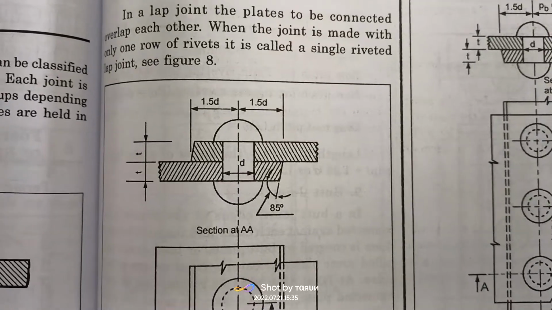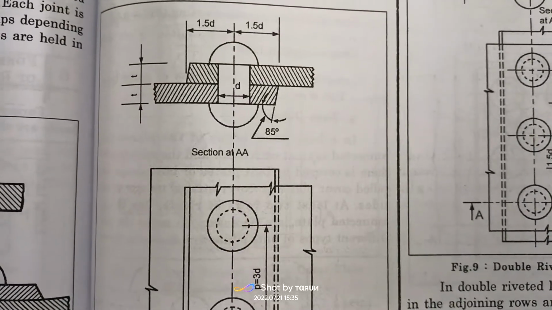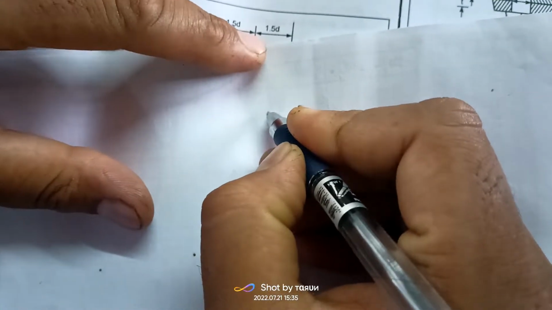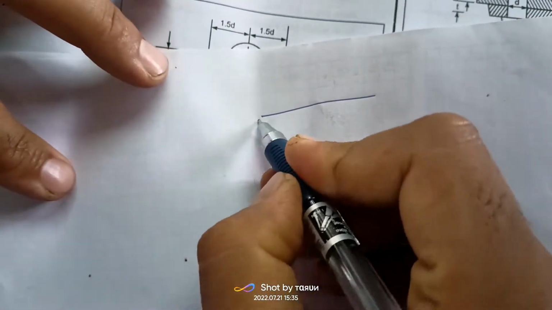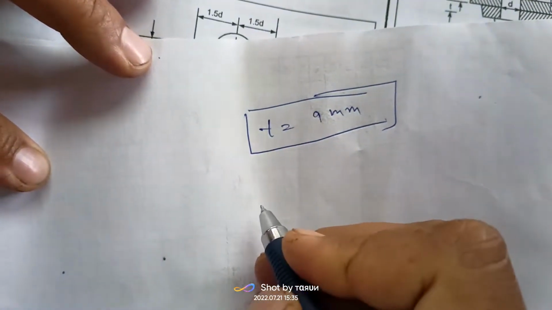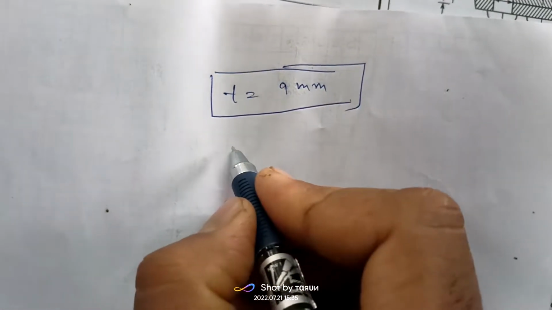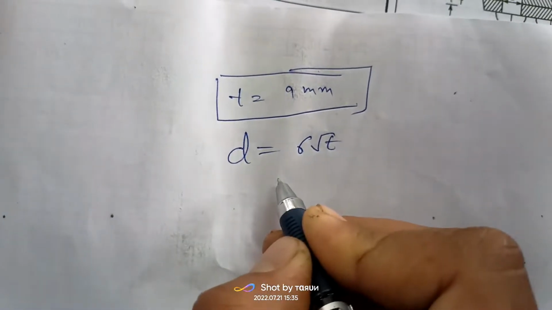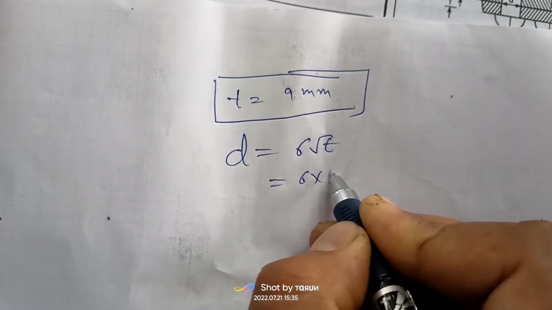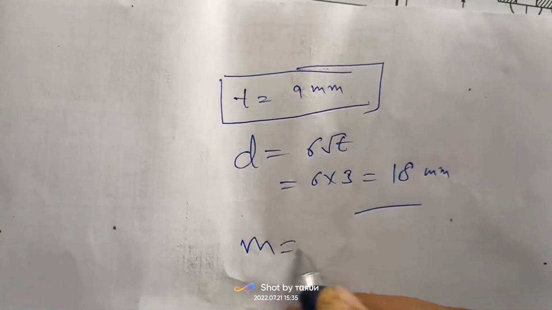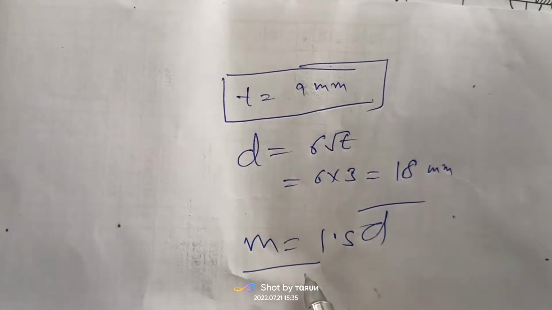There is one rivet, and we take the margin equal to 1.5D. For example, if the plate thickness T is equal to 9 mm, then using Unwin's formula, the diameter of the rivet is equal to 6 under root of T. It is 6 into under root 9, which is 3. It is 18 mm. So margin M is equal to 1.5D. This is the margin.